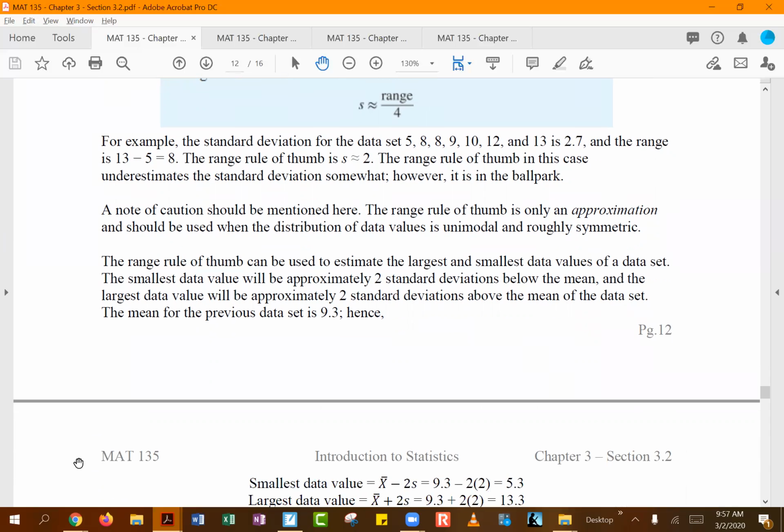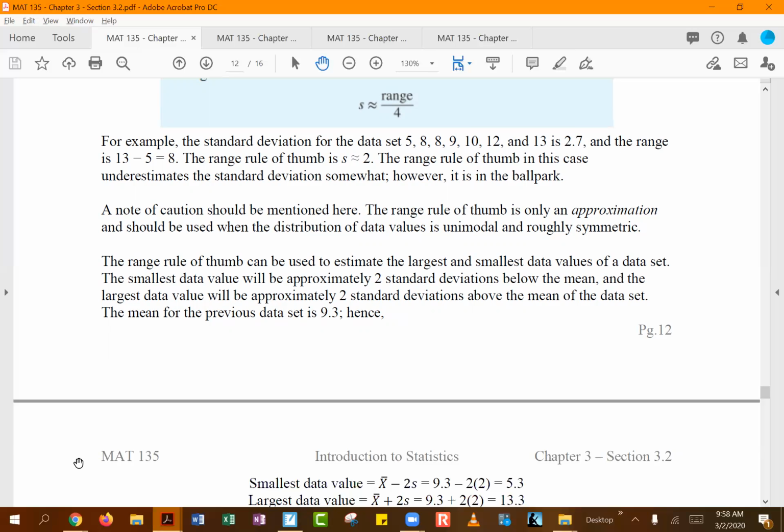Now, right in the middle, it talks about a note of caution here. So be very careful when you're using this. This is literally just an approximation and should be used when your distribution of data values is unimodal and roughly symmetric. Because if you have a roughly symmetric data distribution, you are going to be closer to the actual standard deviation. Remember, the idea with unimodal is there's only one value, which is your mode, right? Bimodal would be two values are your mode. So that means you would probably have data that is not symmetric if you had a bimodal or multimodal distribution. But if you have unimodal and it's roughly symmetric, you're kind of thinking of that bell-shaped symmetric curve, which means your standard deviation is going to be closer to the accurate value than otherwise.